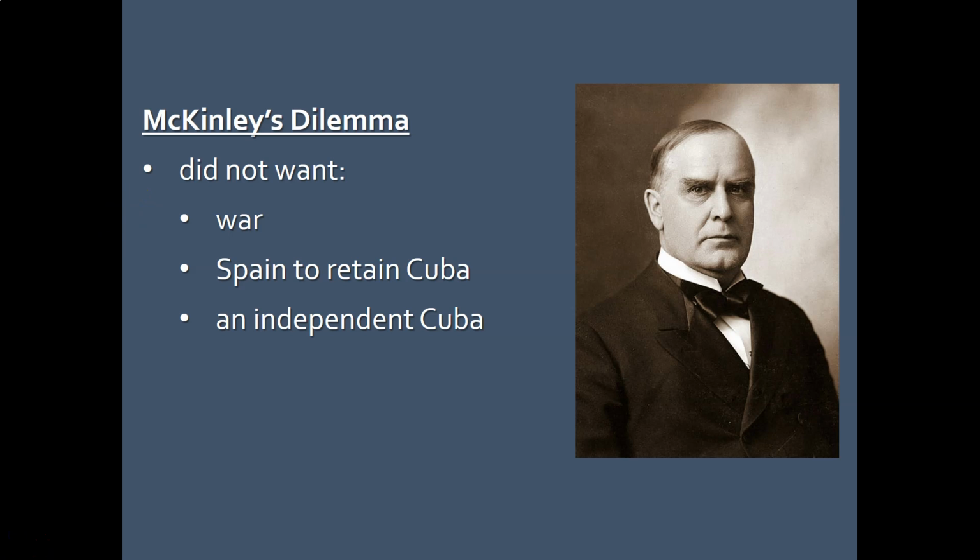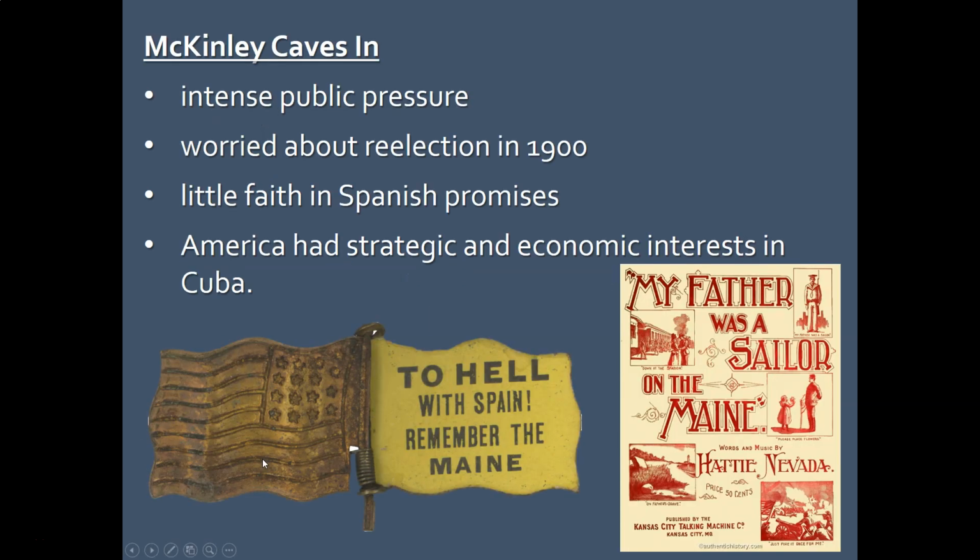So McKinley really wants to try to find some sort of third path short of war. The problem for him, he's a politician, and politically it's becoming very hard to not join with the let's-go-to-war crowd. So eventually he is forced to basically cave in and ask Congress to declare war. He's under, as I said, intense public pressure for revenge. He knows he's going to be up for re-election in 2 years in 1900, and he doesn't want to look weak.